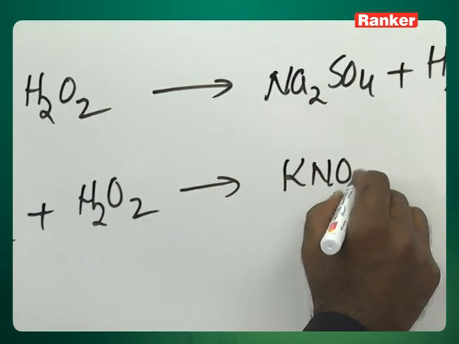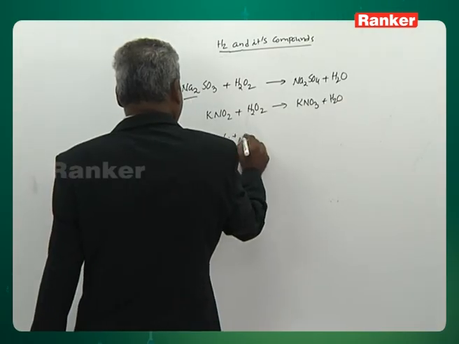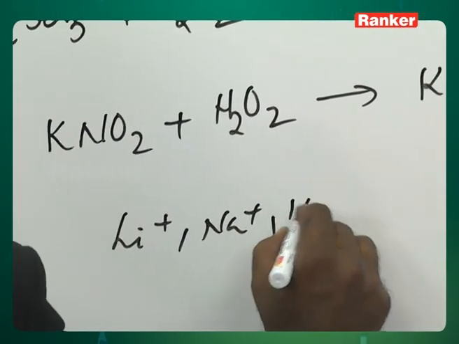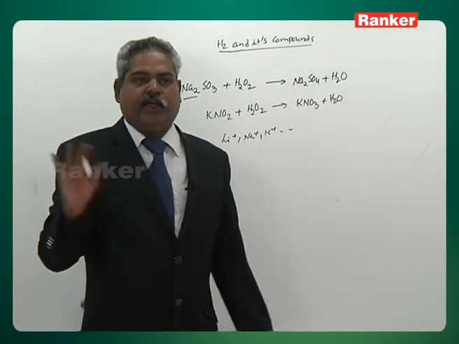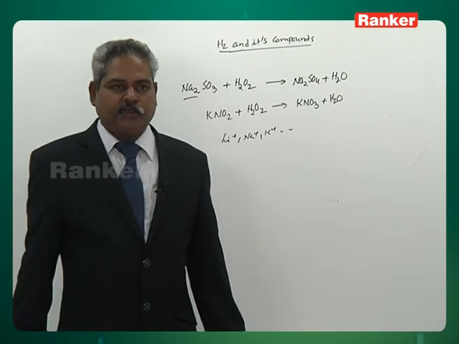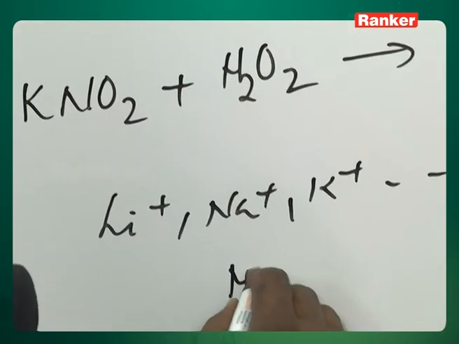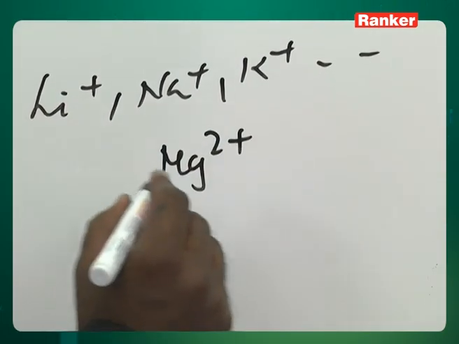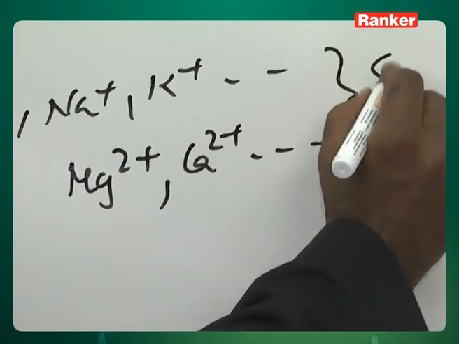KNO3 and H2O. This Li+, Na+, K+, all these are spectators. Nothing will happen to them in any reaction. They remain as they are. Li+, Na+, K+, we can say they are all spectators. And even starting from magnesium 2+, calcium 2+, etc., they are all spectators.